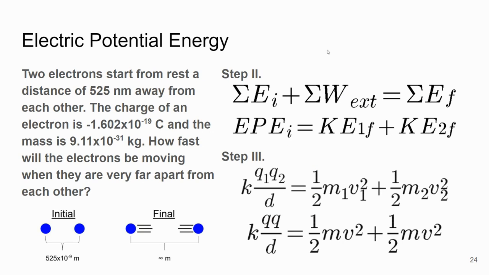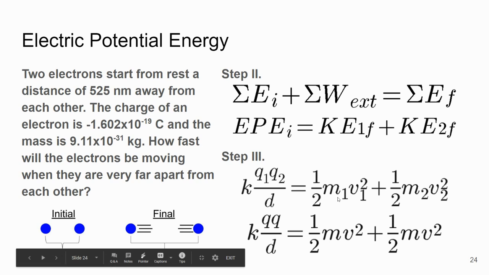So step 2, write the law of conservation of energy. Turn the things into the things. So sigma E initial: initially there was only EPE. There was no external work being done here. And then on the final side, sigma E final: at the end, we had kinetic energy in 2 different places, so I called it KE1 final and KE2 final. So now we're turning the things into the things. So replace everything by its formula. So we have all of that.